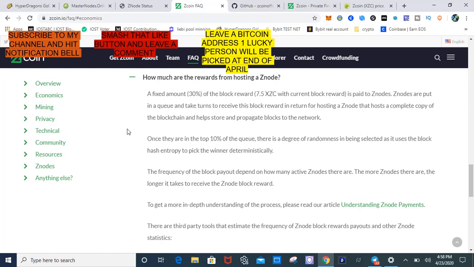So how do they figure out who gets paid what? It's essentially a lottery, where once you get in the top 10% of the queue of the lottery, a randomized mechanism is chosen to pick the next block reward winner. Once you win the block reward, you go to the back of the line. I hope that makes sense.